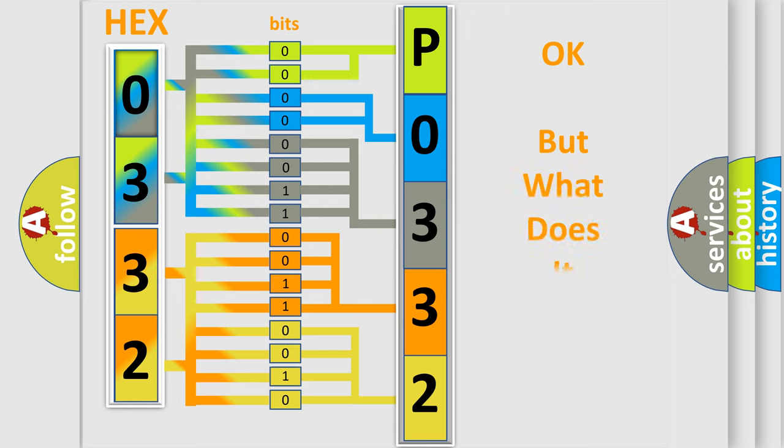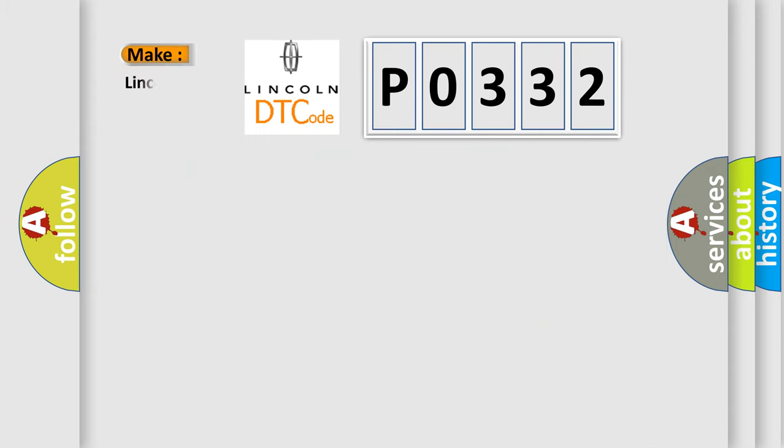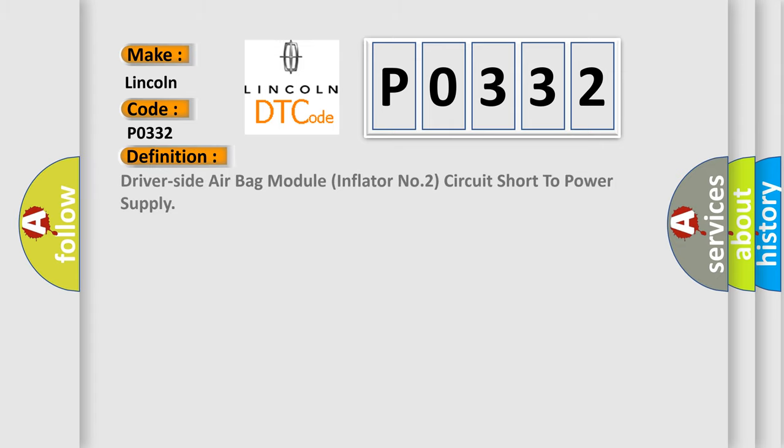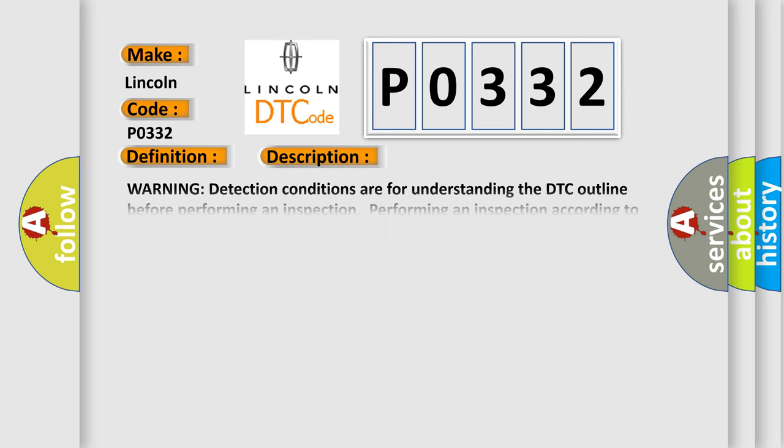The number itself does not make sense to us if we cannot assign information to what it actually expresses. So, what does the diagnostic trouble code P0332 interpret specifically for Lincoln car manufacturers? The basic definition is: driver side airbag module inflator number 2 circuit short to power supply. And now this is a short description of this DTC code.